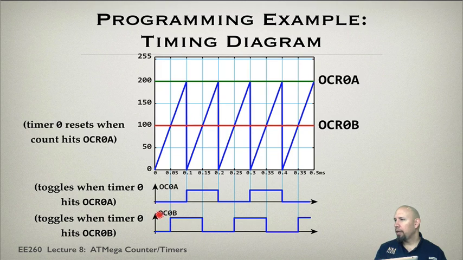Output compare register B now. Notice if we choose this output compare register B to be half of this, then this signal will toggle whenever we hit that value. So we can set it up so that it toggles whenever it hits that value. It toggles here, it resets, it goes through, it comes back and hits it again, toggles, and so forth.